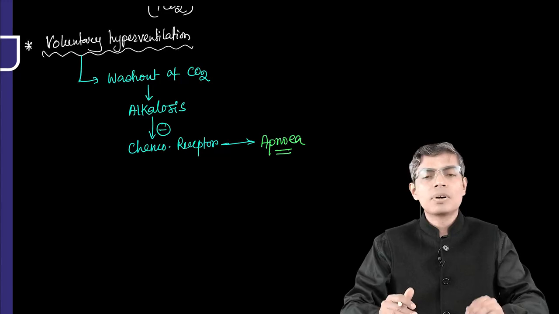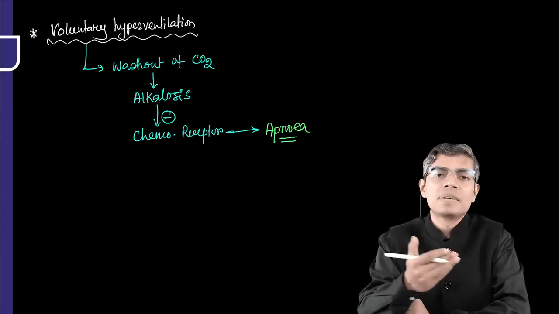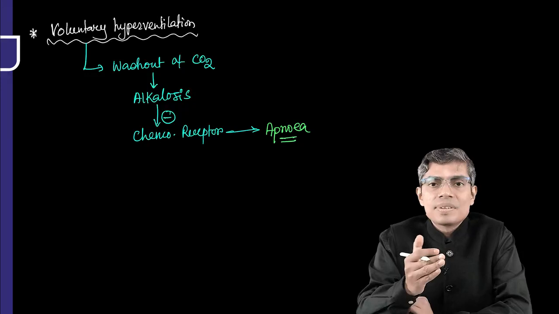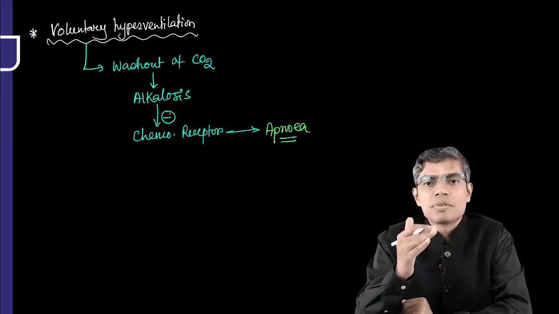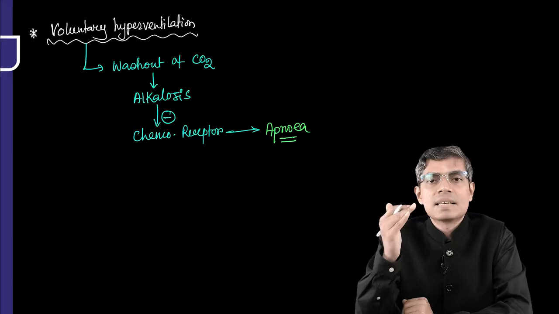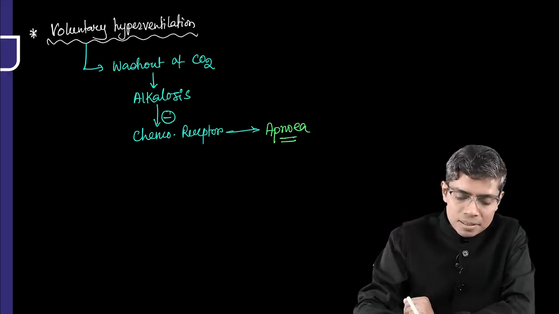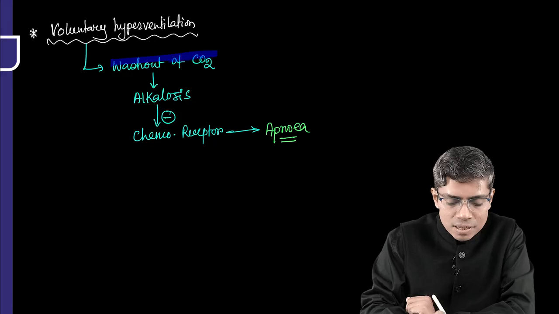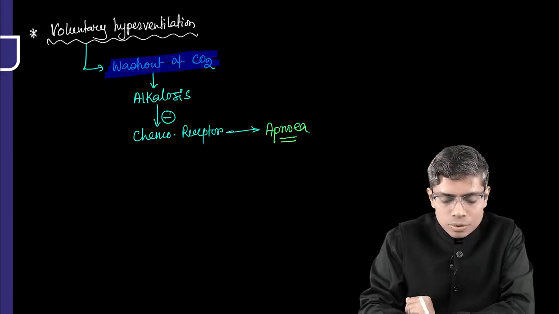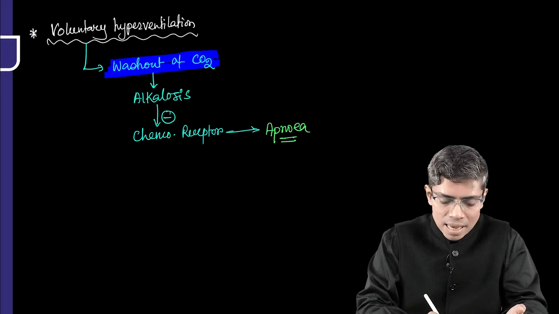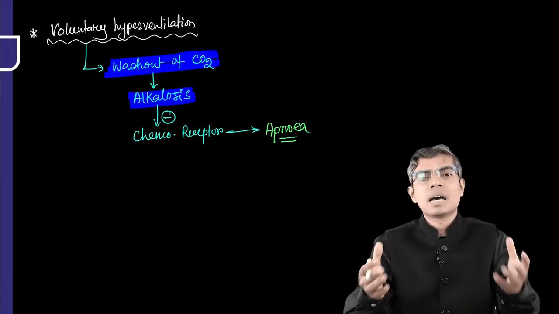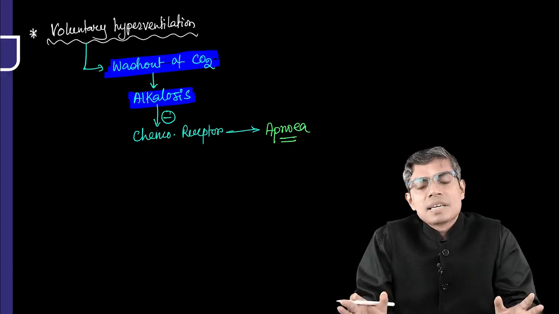That's why if you continue to do voluntary hyperventilation for some time, there will be a phase when your respiration will be stopped for a few seconds, and that is apnea. So why is the apnea occurring? That is due to washing out of carbon dioxide. Okay, so carbon dioxide is not there in the body, alkalosis is also occurring in the body, and both are causing inhibition of the peripheral chemoreceptor.